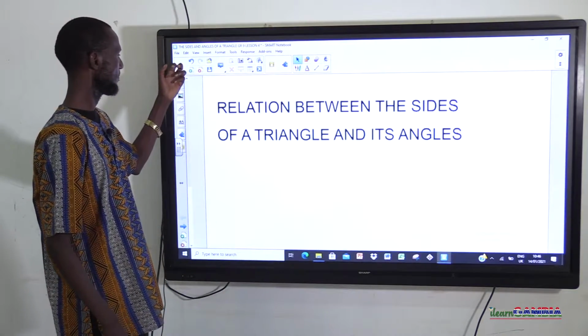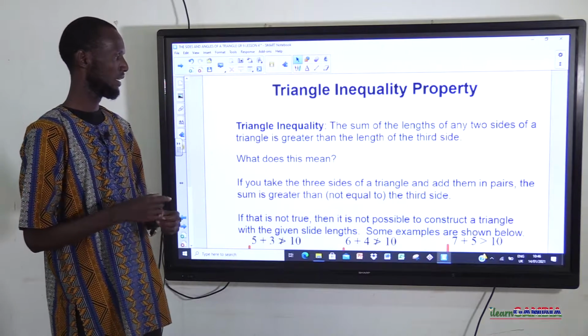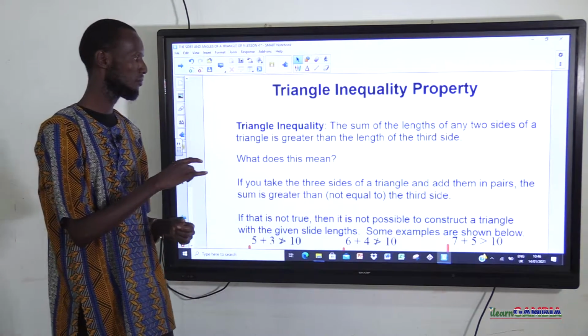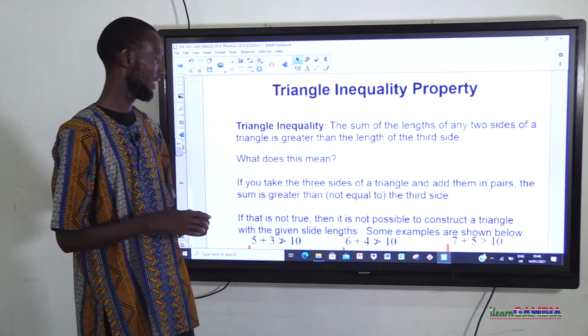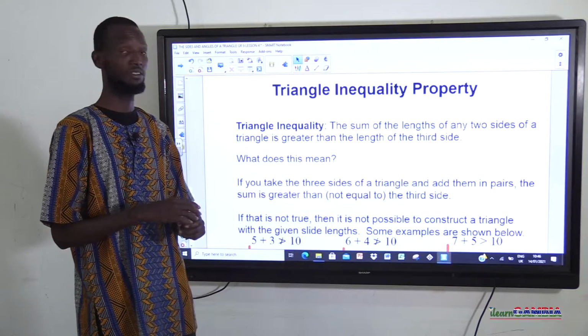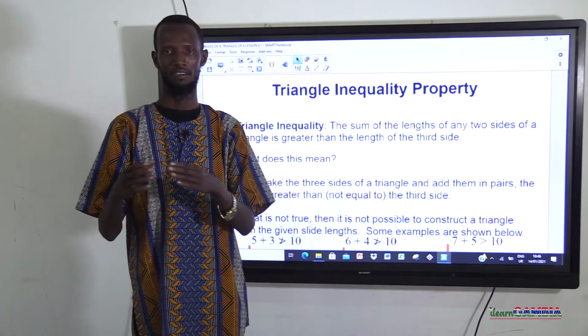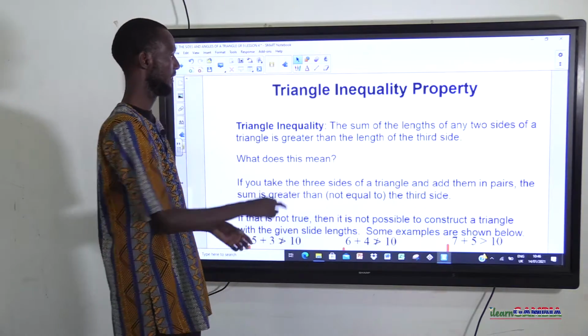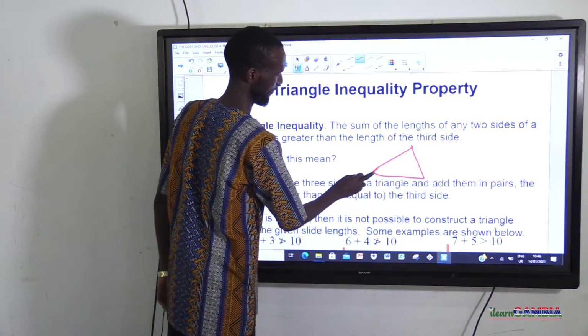Now, the triangle inequality says: the sum of the lengths of any two sides of a triangle is greater than the length of the third side. Now we all know that a triangle is just a three-sided figure, okay? Every triangle has three sides. It has 1, 2, 3.